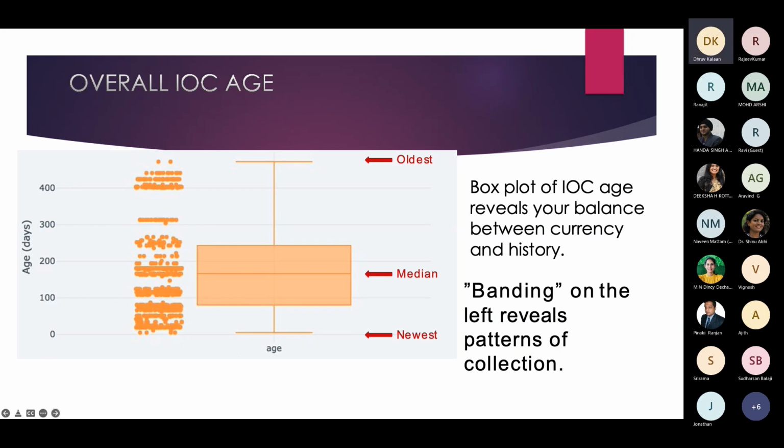Moving further, what you can also do is you can plot the age of every IOC that you have. Why that is necessary is if you have IOCs which are extremely old or extremely new, they might not be credible in nature because they are extremely volatile.